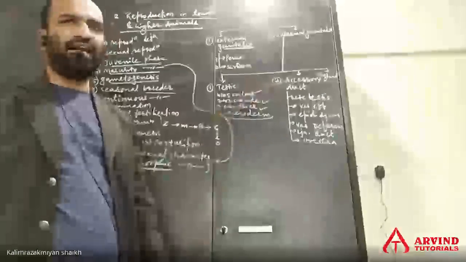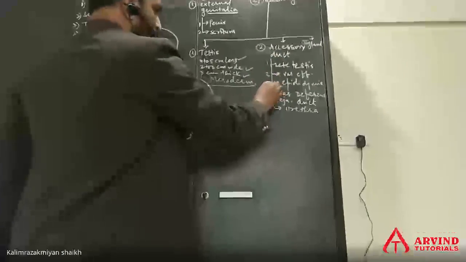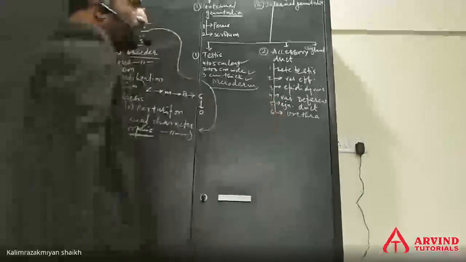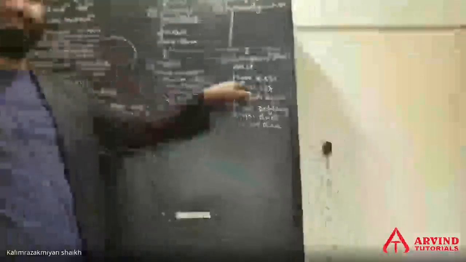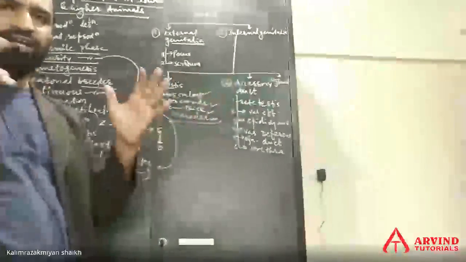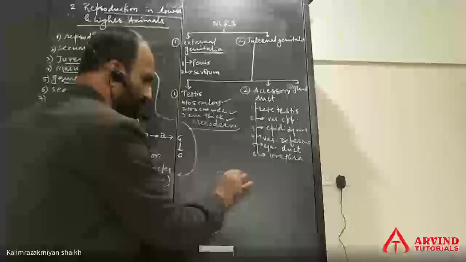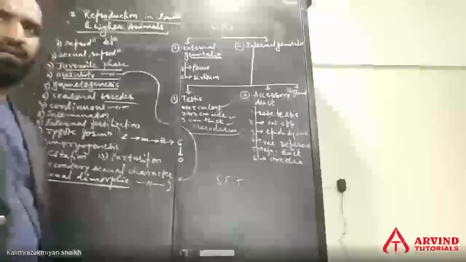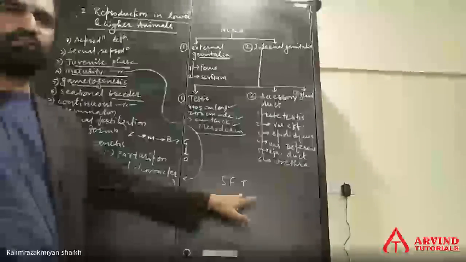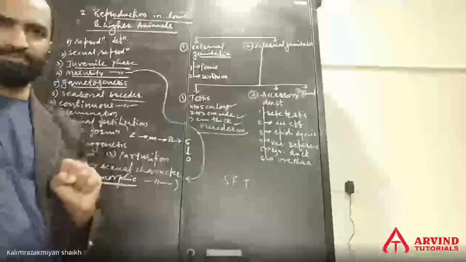After that, there are accessory ducts. There are 6 accessory ducts in our syllabus. First is the rete testis. What is rete testis? Network of the seminiferous tubules. Network of the seminiferous tubules is called rete testis.